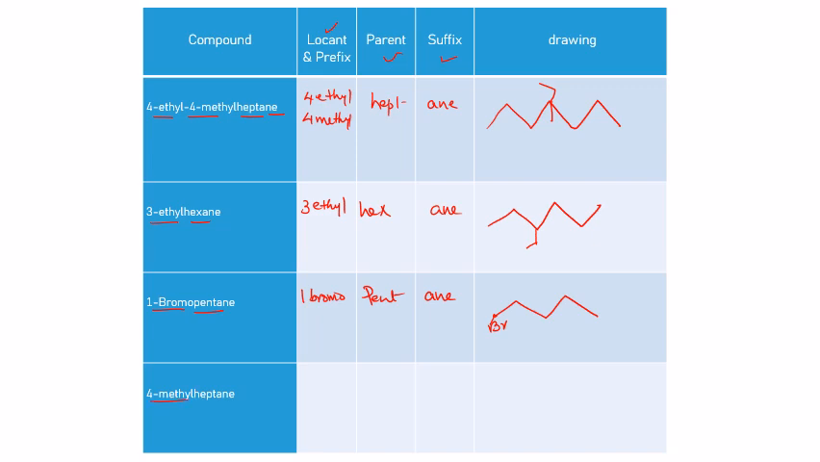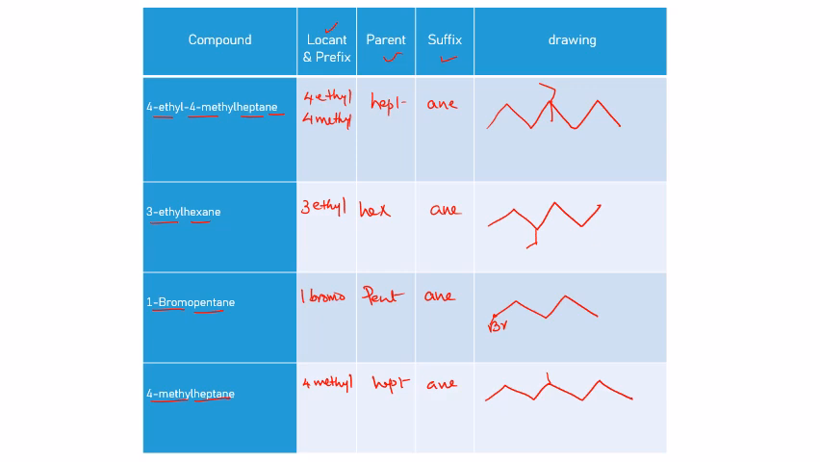Next one is 4-methyl. And hept is the parent. Ane is the suffix. So let us try. So hept means 7: 2, 3, 4, 5, 6, 7. On the fourth one, 1, 2, 3, fourth one, I have a methyl group. All right, so that is one practice.